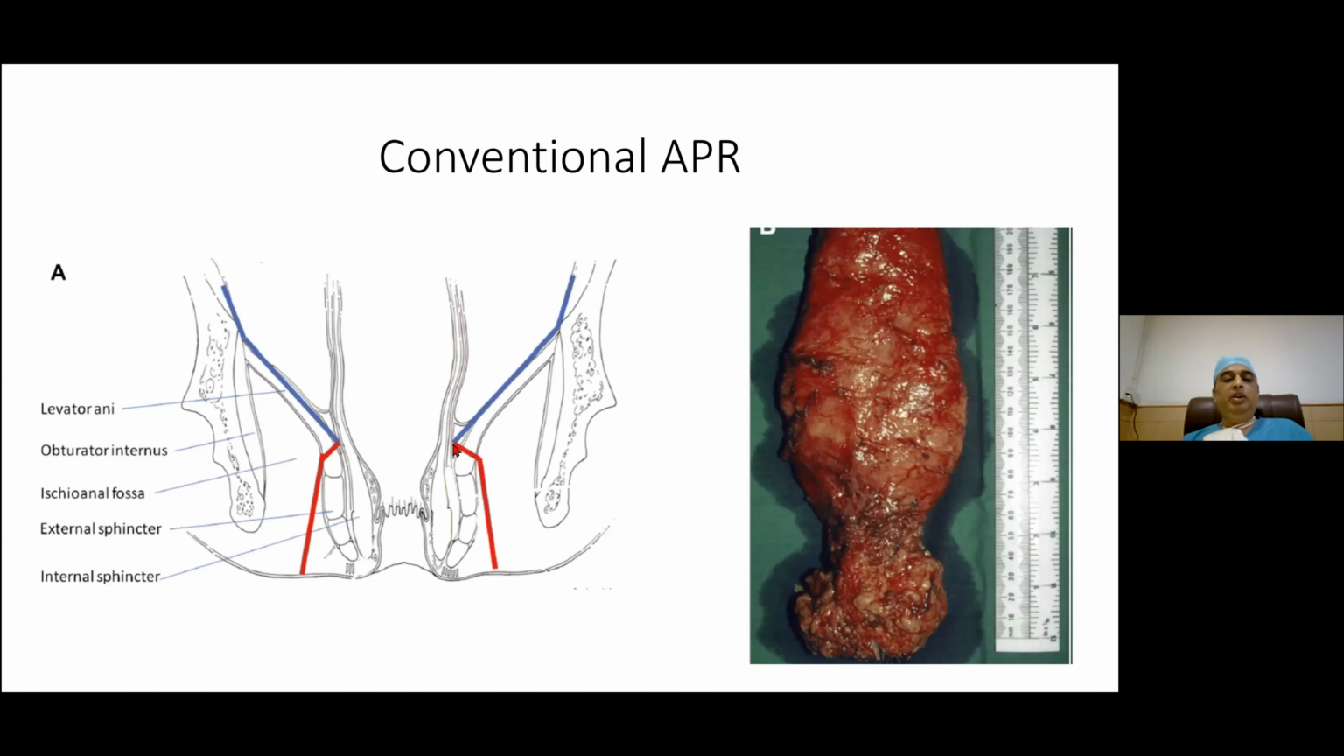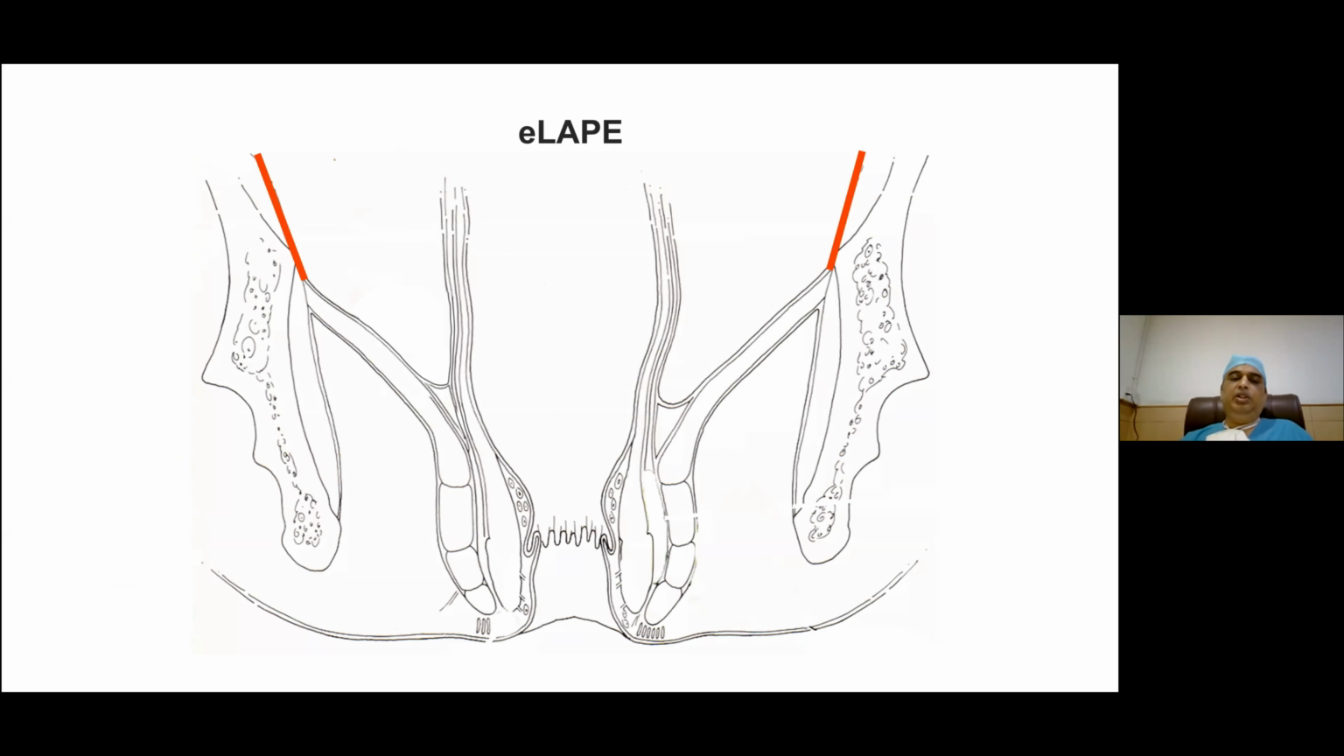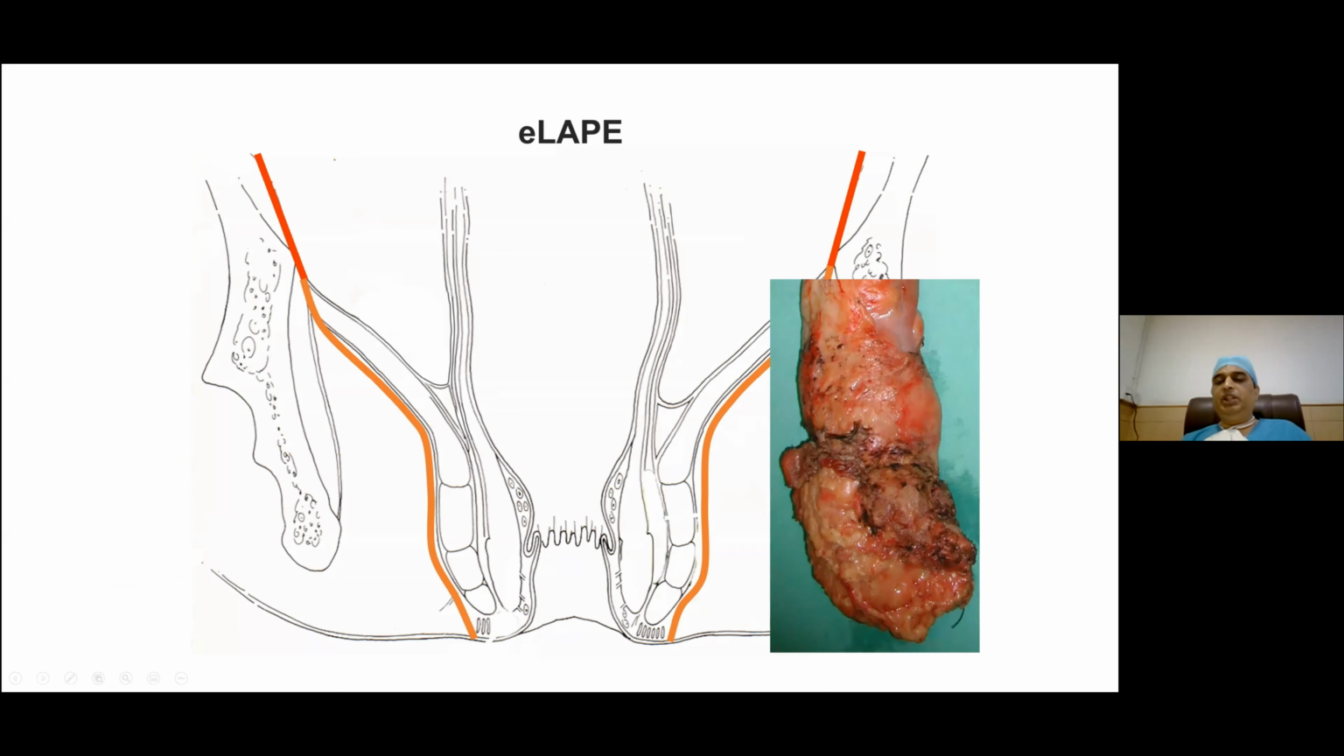Coming to the extralevator APR, this has come up because the APR was associated with a higher local recurrence rate. Because in conventional APR, you go close to the rectum at the level of the pelvic floor, and the chances of CRM positivity were high. And you have a waisting at the level of the pelvic floor. To overcome this, the ELAP was proposed. In this, you can see that all the levators are taken at the level of the lateral pelvic wall. So there's no coning, and you have a good margin and a specimen without any waisting at the level of the pelvic floor. You can see this is the muscle.